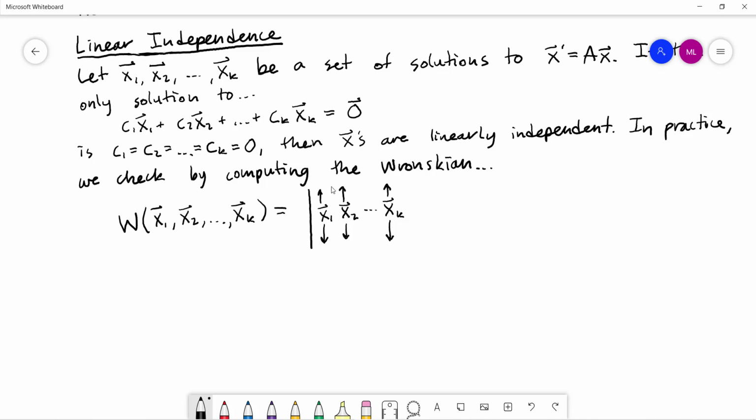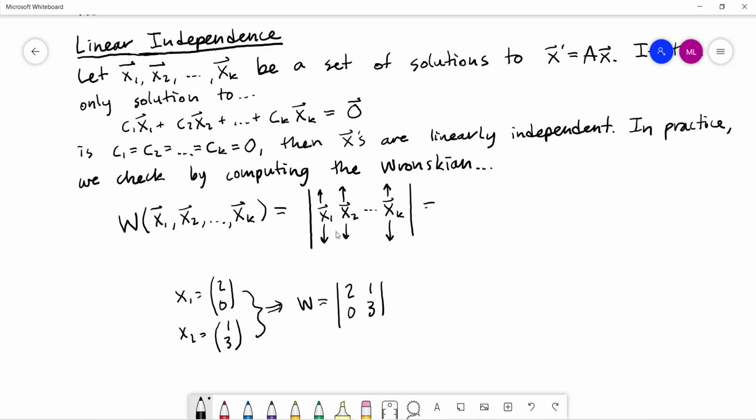So if x1 is equal to the vector 2, 0, and x2 is equal to the vector, whatever, 1, 3, when I smush them together like this, the Wronskian of those two things is going to be the determinant of 2, 0, again arranged vertically. That's what those arrows are meant to indicate. And then 1, 3 right next to that. So that's how we would do it. We just smush them together, and if we get 0, then they are not linearly independent. If it's not 0, then they are linearly independent.